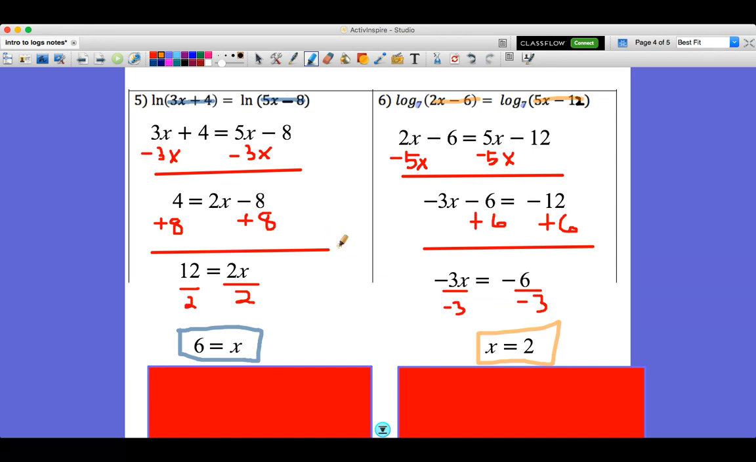But we're still just solving some equations this week. We're just solving log instead of exponential. So slow it down, watch it again. Use the notes that are filled in to help you when you're doing your practice. And good luck.